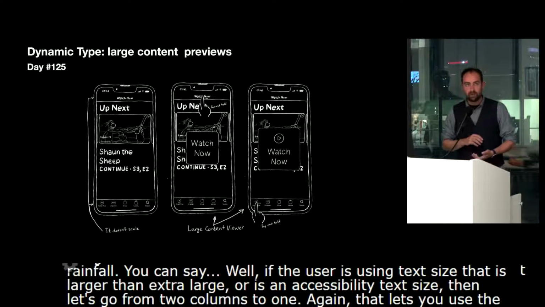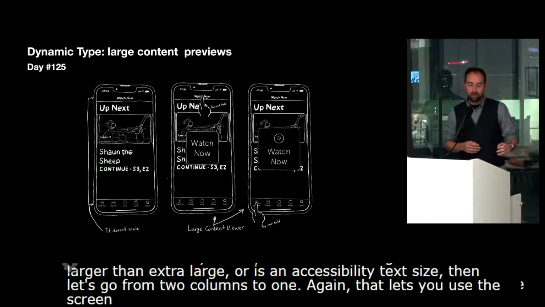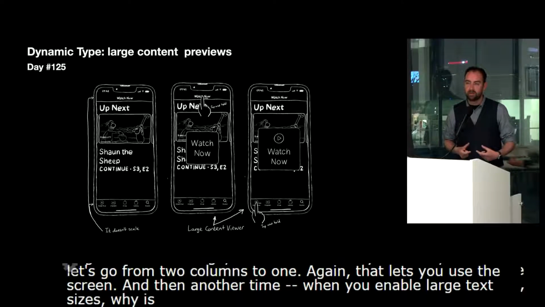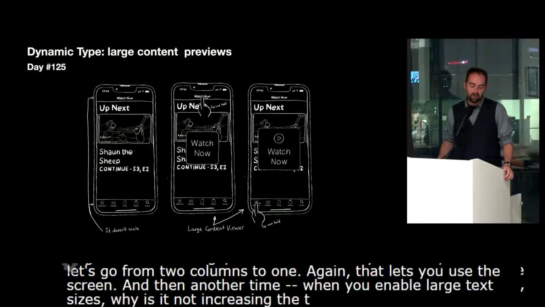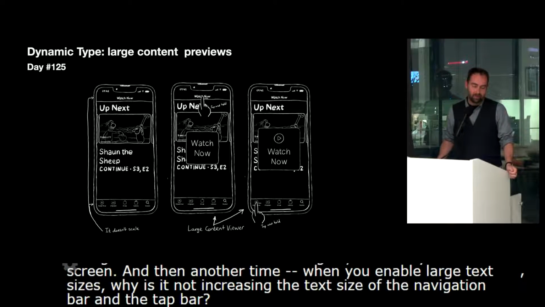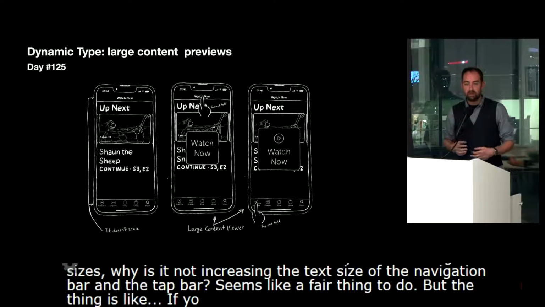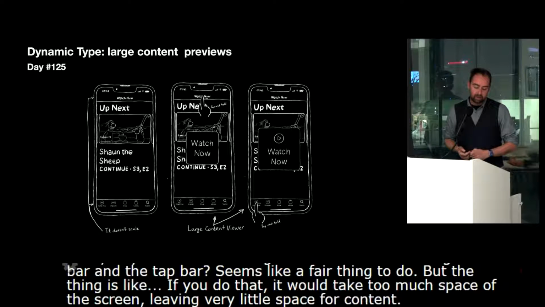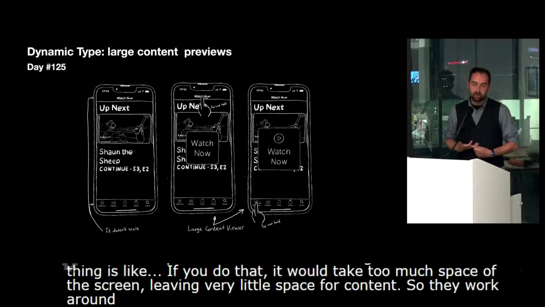And then a question I get a lot of times is, well, when you enable large text sizes, why is it that Apple is not increasing the text size of the navigation bar and the tab bar? Seems like a fair thing to do. But the thing is, if you do that, it would take too much space of the screen, leaving very little space for content. So the workaround is something called large content previews.